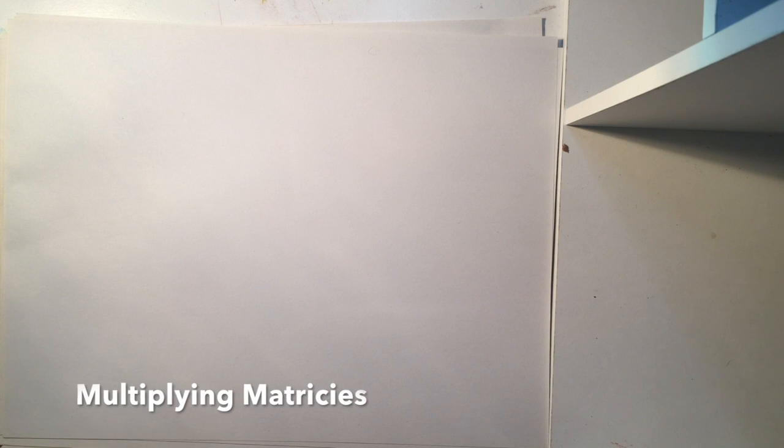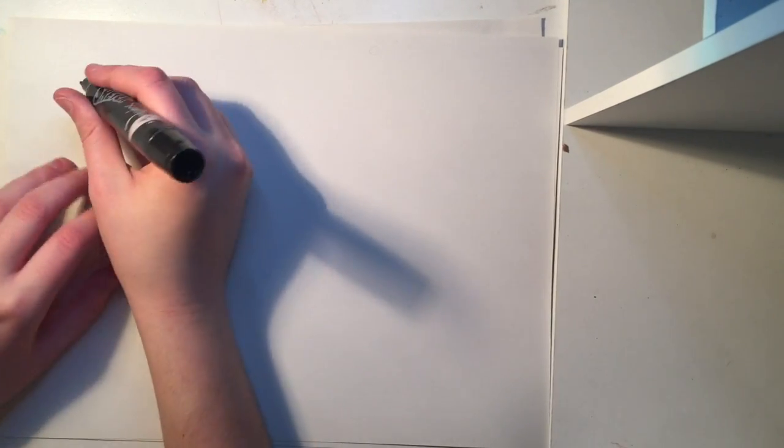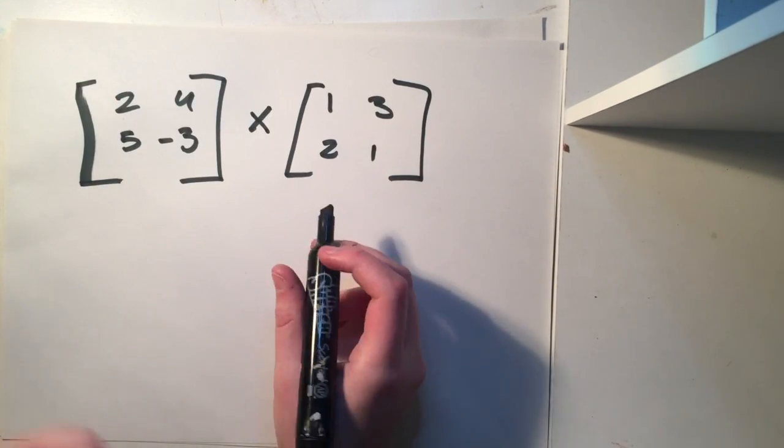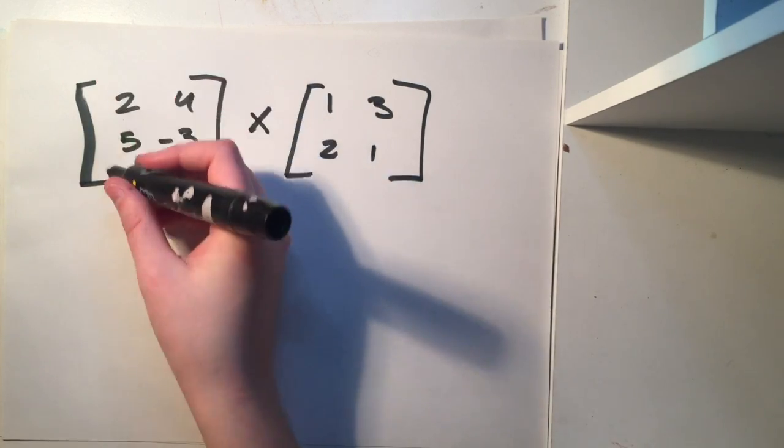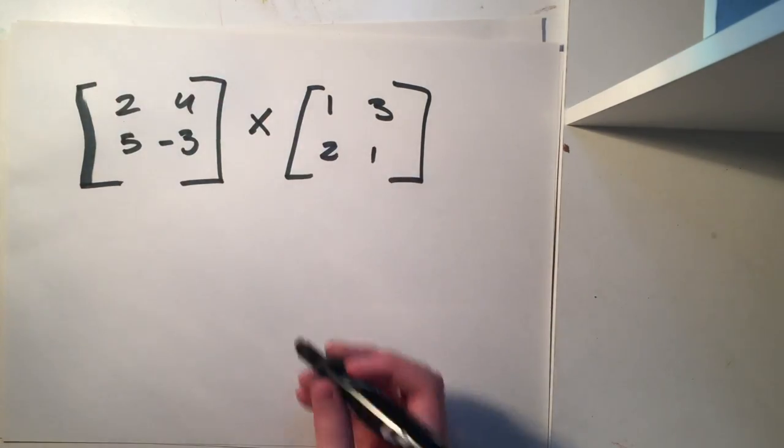So today we're going to learn how to multiply matrices. Now, multiplying matrices is actually not that hard. You just have to remember a couple things. First, in order for us to multiply these two, we have to make sure they match. So, we're going to look at rows and columns.